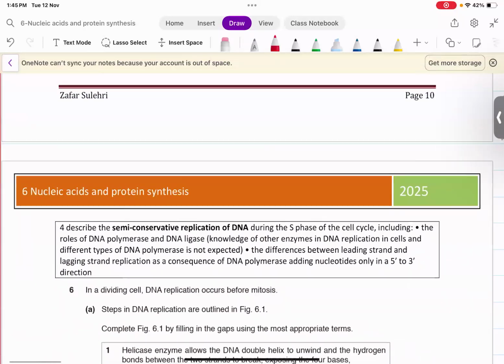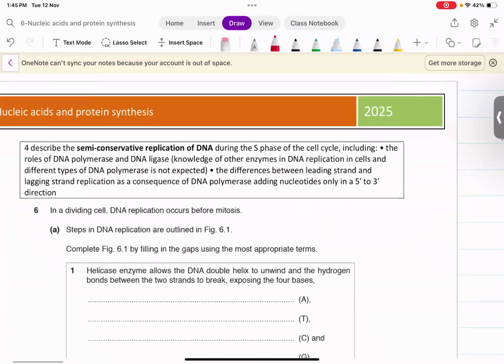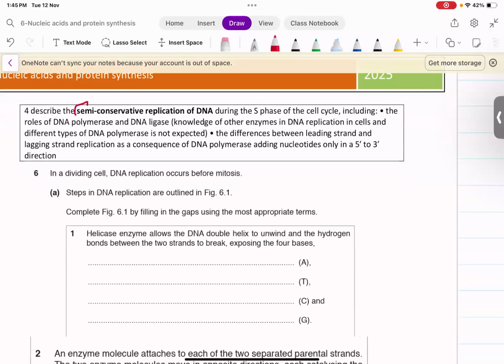So that's all about it for today. How DNA doubles, how DNA duplication happens, we'll discuss in the next class.